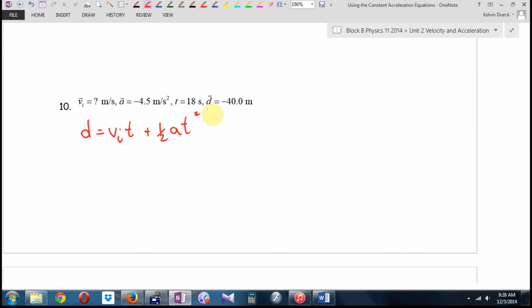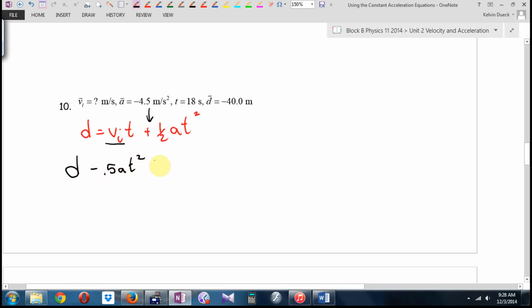What are we trying to get by itself? This bad boy right here, right? What else is next to it? How am I going to move the T over? Later. Always do that last. What else is on the same side? VI plus a half AT squared. How will I move that whole thing over? What's it doing? I'm going to minus it. I'm going to get D minus 0.5 AT squared. That equals, don't write this down just yet, VIT.